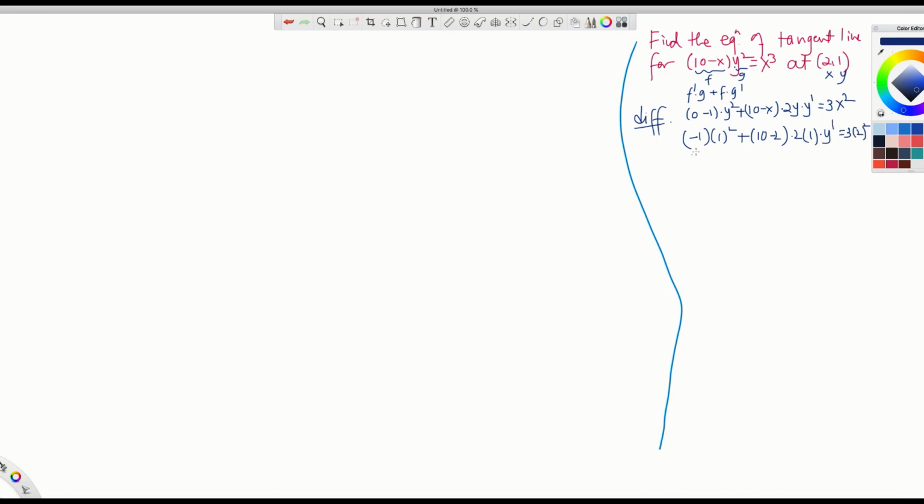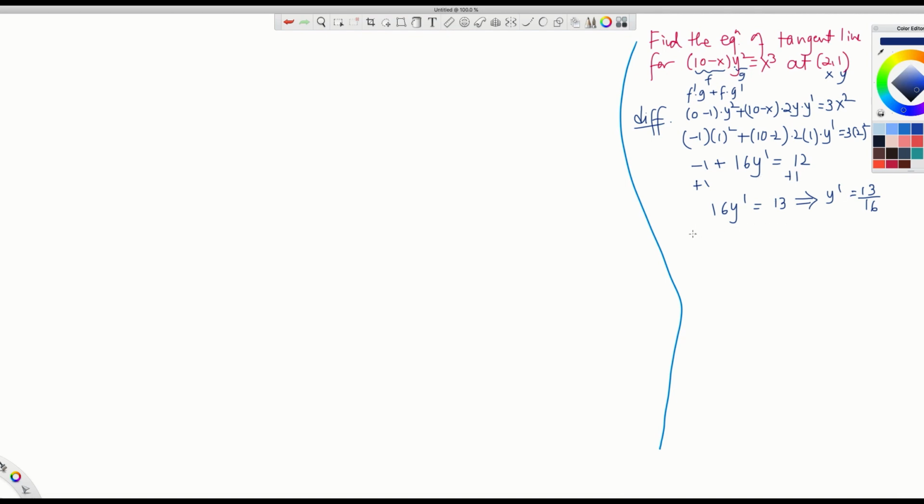So what do you get? Negative 1 times 1 squared is negative 1, plus 10 minus 2 is 8, times 2 is 16 y prime. The right side is 3 times 2 squared: 2 squared is 4, times 3 is 12. So what is y prime? You need to add 1 on both sides, so you get 16 y prime equals 13. This implies y prime is 13 over 16. That is your y prime.